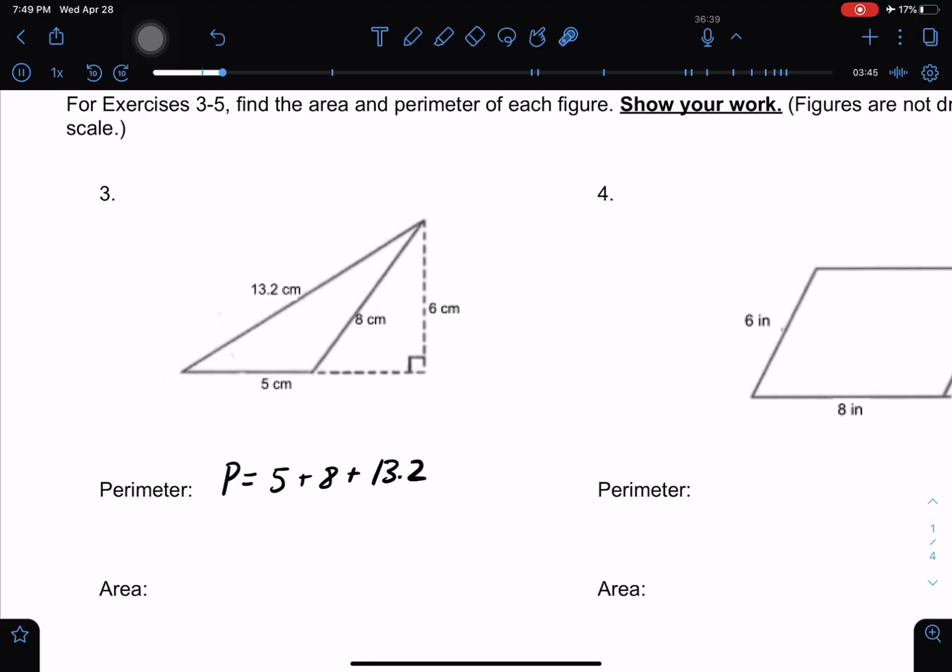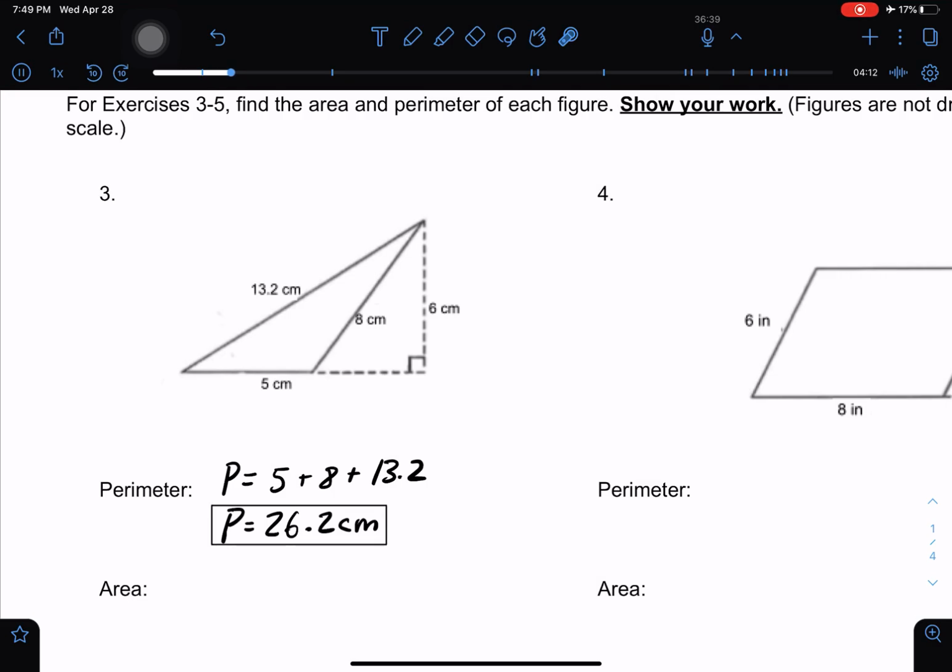But continuing with the perimeter, we know that 5 plus 8 is 13, and then 13 plus 13.2 gives us a total of 26.2. So we would say this is 26.2 centimeters. And I would go ahead and box in my answer.